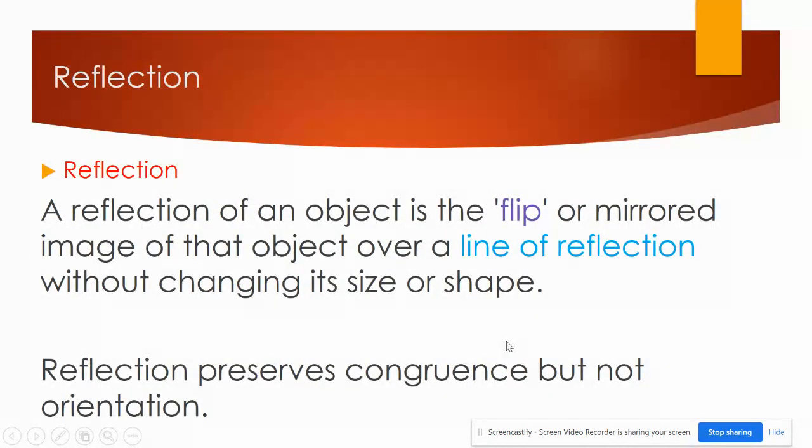A reflection of an object is the flip or mirrored image of that object over a line of reflection without changing its size or shape. And today we're going to see that that line of reflection is either going to be the x-axis or the y-axis. A reflection preserves congruence, but not orientation.